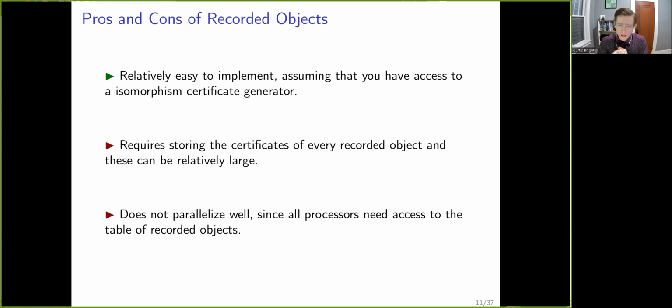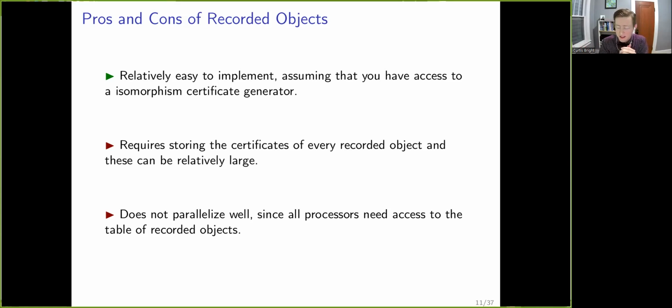The downside of the method is, as I was saying, the certificates have to be stored in their entirety, right? So this is not ideal. The certificates are typically on the order of the size of the object. And the real painful thing is that we're going to be generating basically an exponential number of these things, right? There are so many intermediate objects typically in a combinatorial search. This table that stores all the recorded objects is going to grow quite large.